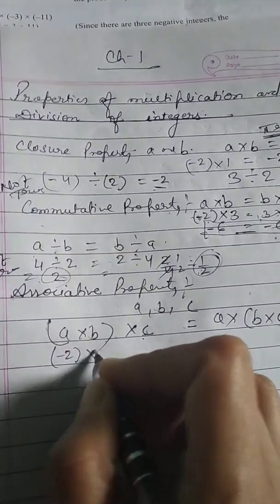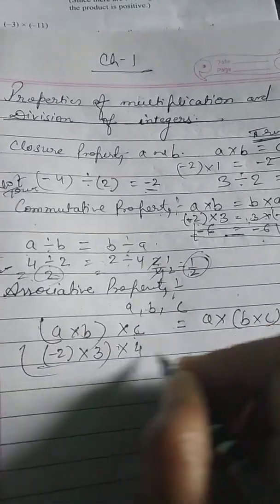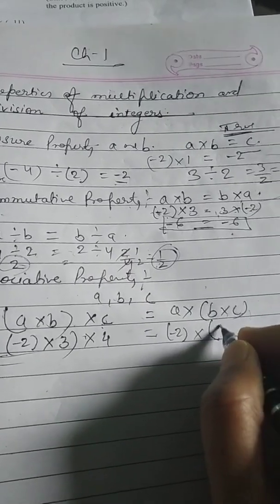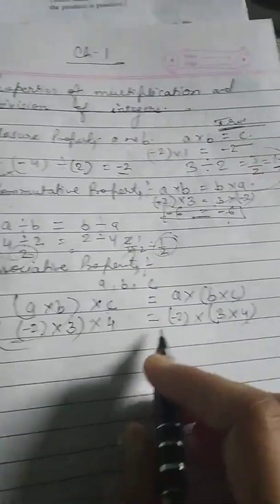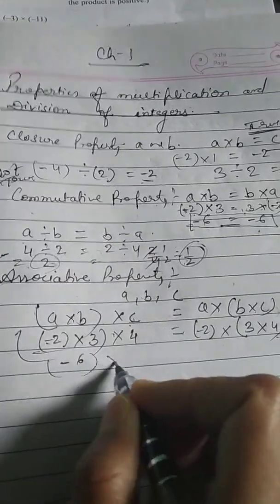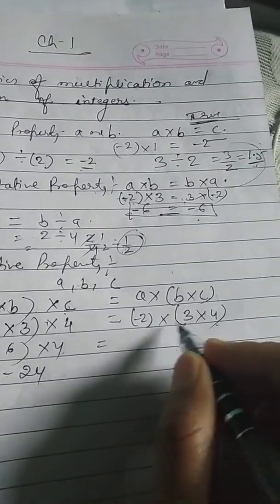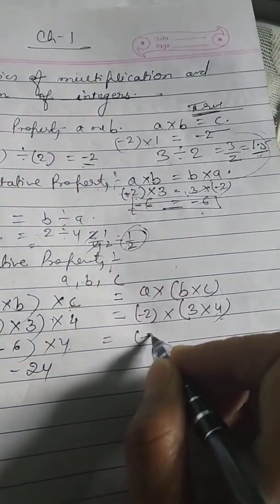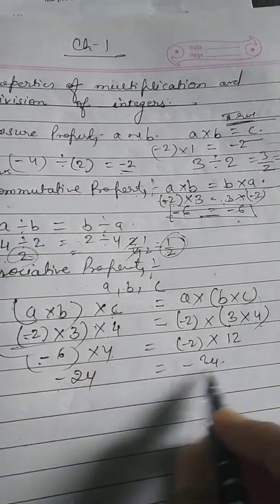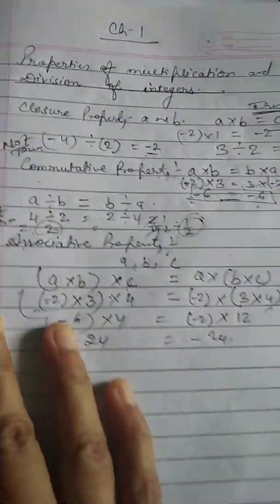Suppose a is minus 2, b is 3, and c is 4. Here also put a is minus 2, b is 3 and c is 4. Okay, let's check whether both values will come the same or not. 3 twos are 6, minus 6 because it is minus. Minus 6 into 4 is minus 24. Here first we will multiply this bracket, so 3 fours are 12. 12 twos are minus 24. You can see both are the same. So associative property for multiplication is true.